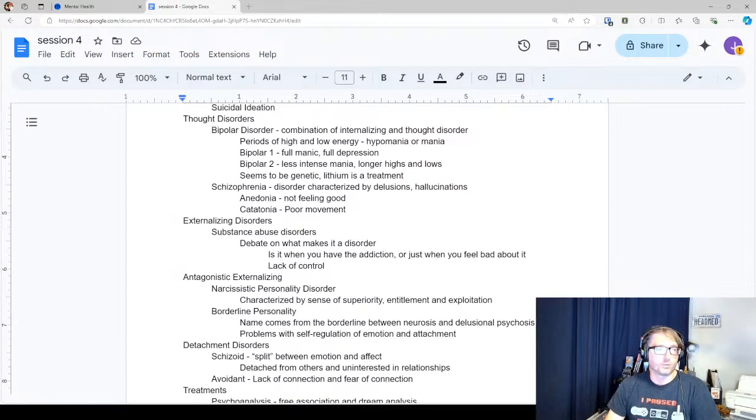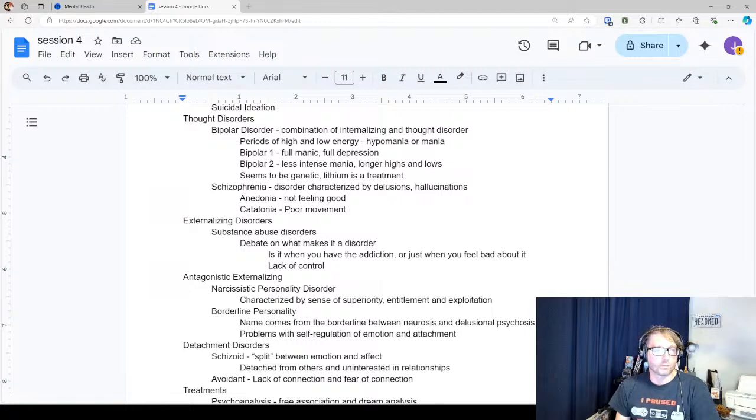So then we have our thought disorders, like bipolar disorder, a combination of internalizing and thought disorder. This is characterized by periods of high and low energy, hypomania or mania. People in manic states can do crazy stuff, like start businesses, and then it just wears off, and then they're just depressed. So then we have bipolar 1, which is full mania or full depression. We have bipolar 2, which is less intense mania. We have longer highs and lows.